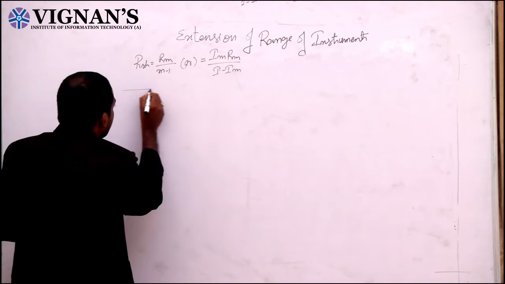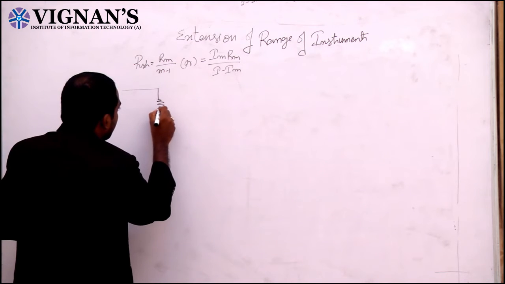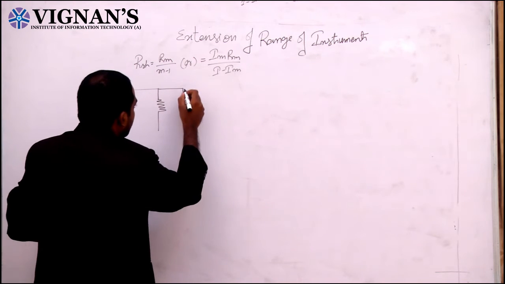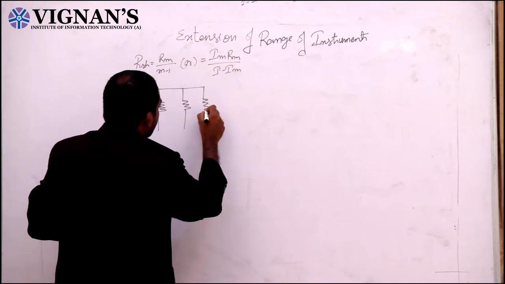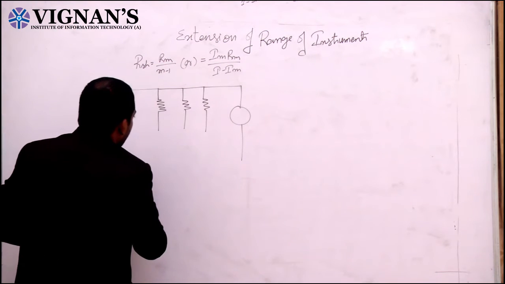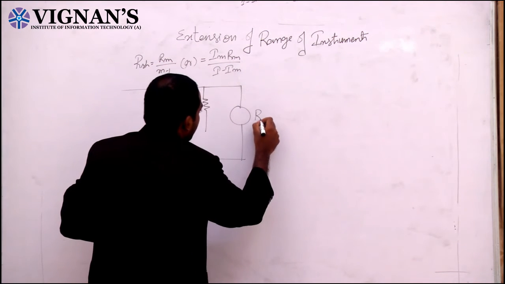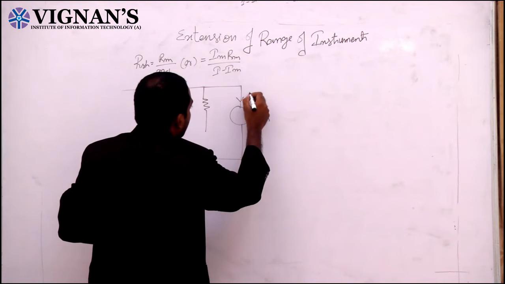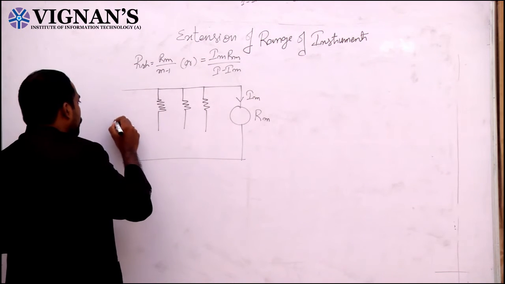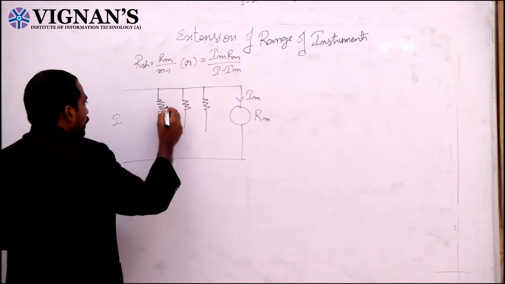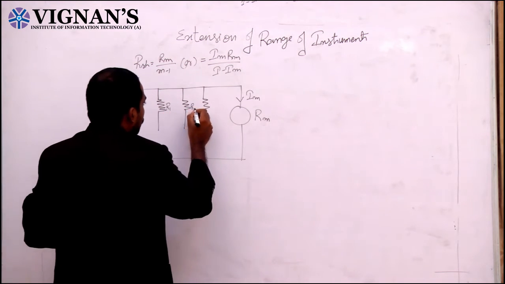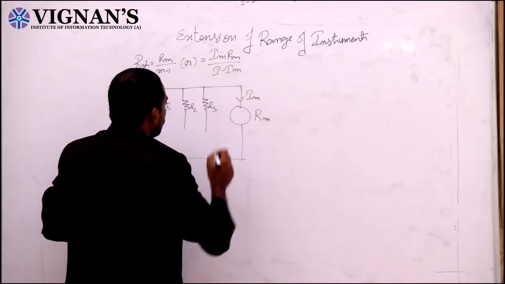So the constructional diagram of multi-range ammeters is nothing but a series of resistors placed in parallel with your meter, where again the meter resistance is RM and the current flowing through the meter is IM, and the net quantity of current to be measured is I, right? And the values of resistors placed in parallel are R1, R2, R3 and so on up to Rn.